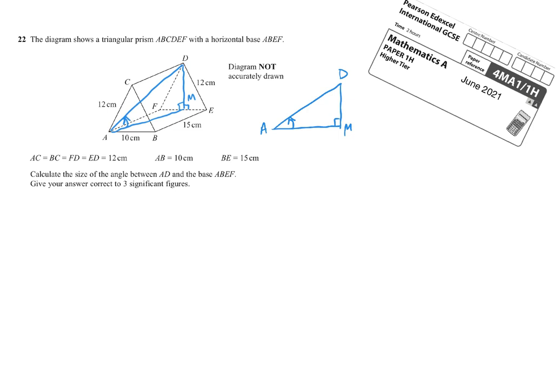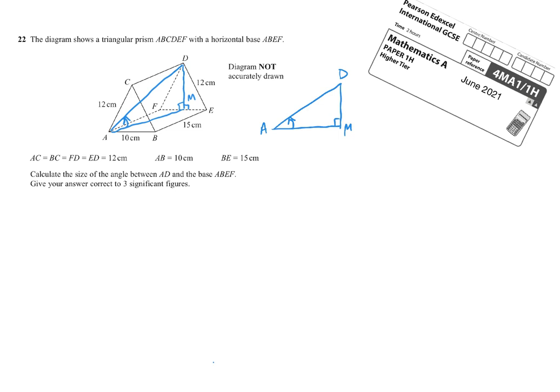Initially I know very little, but I need two sides to find the angle. That's what we need for trigonometry. The two sides I'm going to work on are DM and also AM. Now DM comes from this triangle here, and that should work out quite nicely.